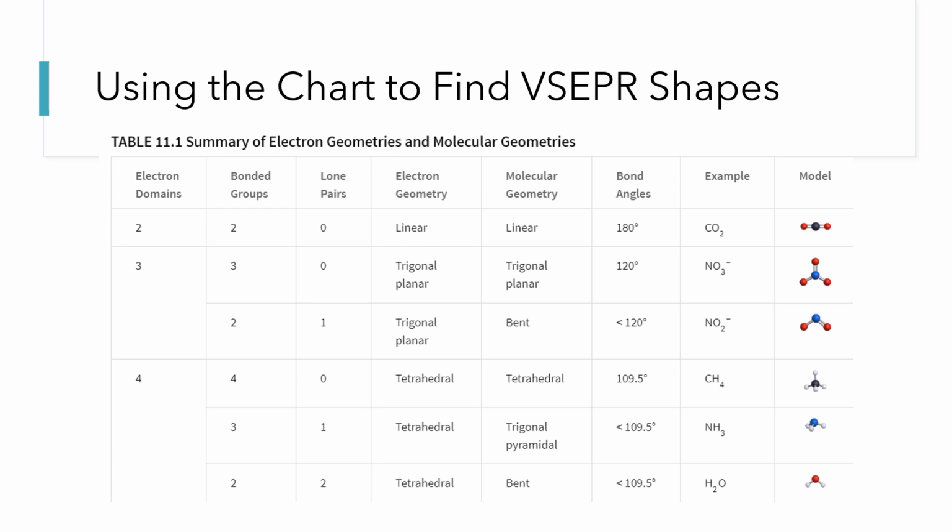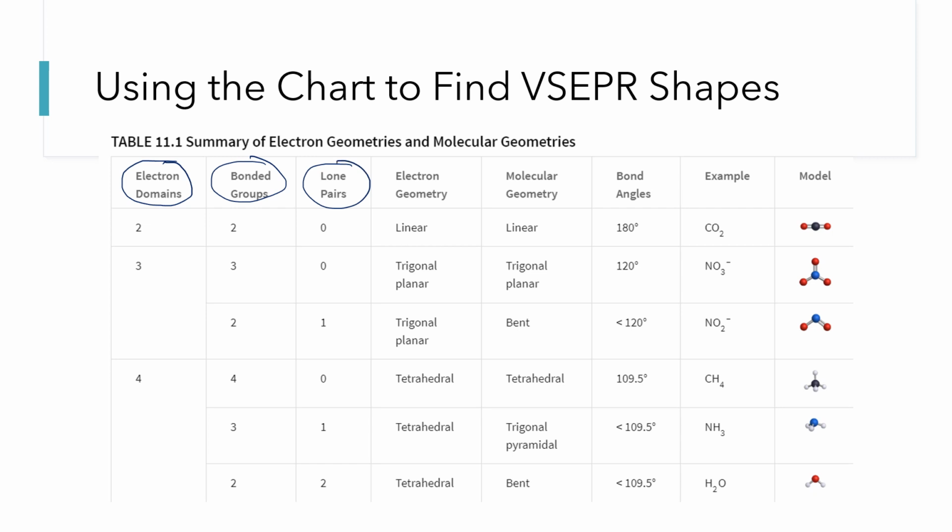So this is the chart that I'm talking about in the IGC. It's table 11.1. The first column in this chart is telling us how many electron domains there are. And this chart actually goes on for 2 more pages. Here on this first page, we're looking at 2 domains, 3 domains, and 4 domains. And then it breaks those down into bonding domains and lone pairs.